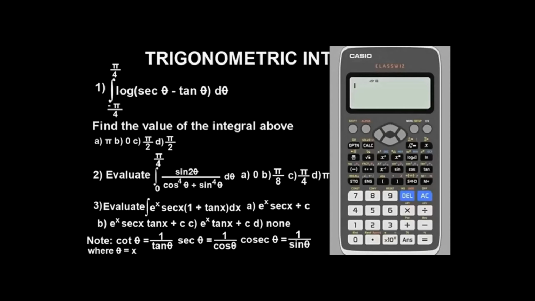Okay, so this is the Casio calculator, the black one. This is the Fx-991 ES calculator, Classwiz. Okay guys, so I have 3 questions here, as you can see.